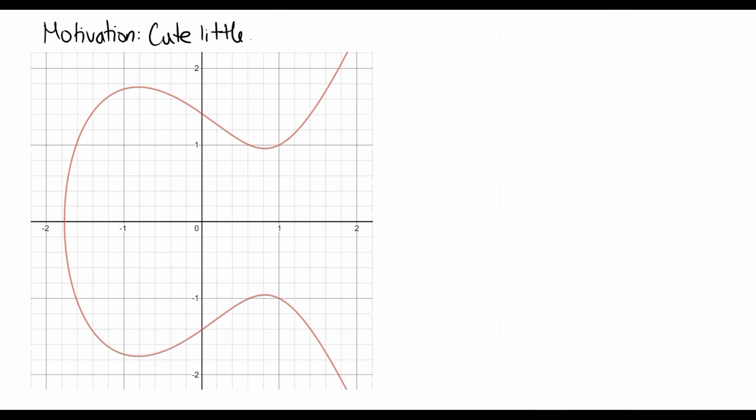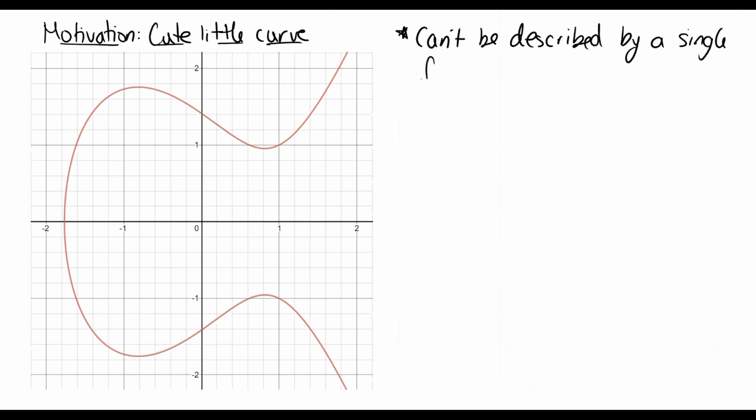To motivate implicit differentiation, let's look at this cute little curve. As a quick side note, this curve is an example of something called an elliptic curve. Elliptic curves have applications in cryptography. Notice that this curve doesn't pass the vertical line test, which means it can't be represented by a single function. However, we can still make tangent lines on this curve, and these lines have well-defined slopes. So the derivative, dy dx, still exists on this curve.